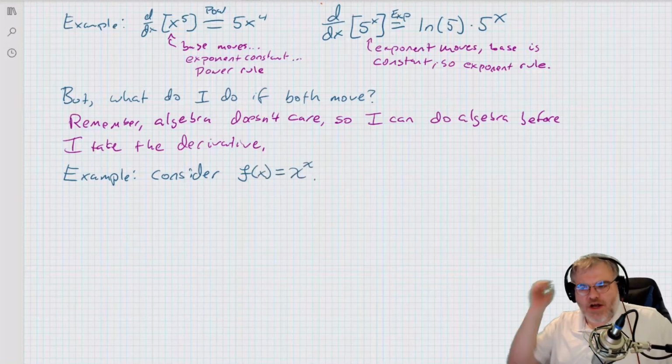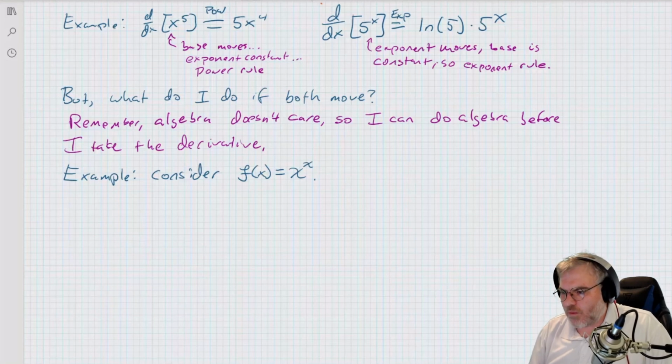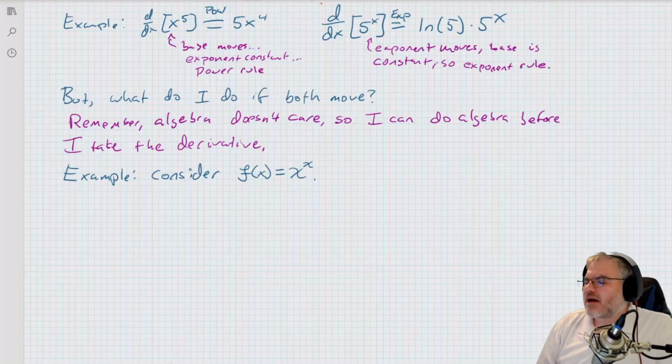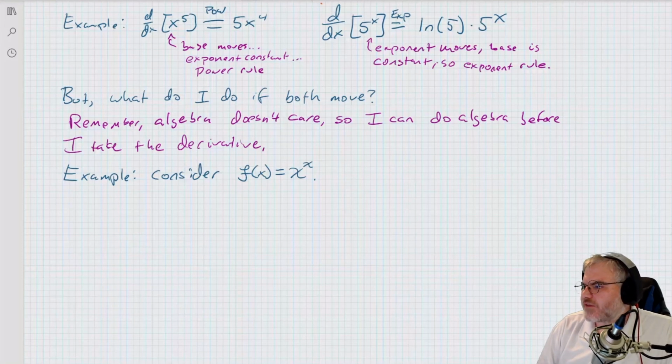All right, so let's talk about this function. This function is kind of cool, and it's on your packet. This particular one is one of the walkthrough proofs on the packet for this week. But let's look at this function, because it is very interesting. Let's go up to Desmos here and go to our graphing calculator.